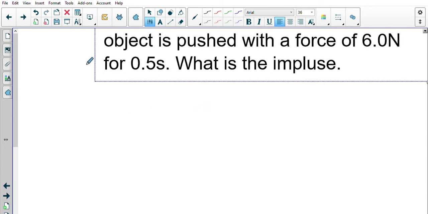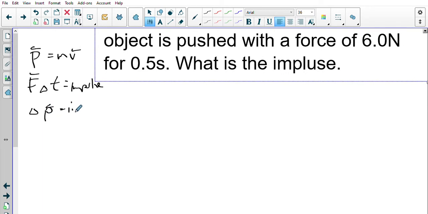All right, so just to remind you, let's do a quick review. Momentum is a vector quantity found by taking the mass and multiplying it by the velocity. Impulse is a vector quantity, a force acting for a certain length of time. Impulse is also a change in momentum. So we'll engage our impulse engines and see what we can come up with.